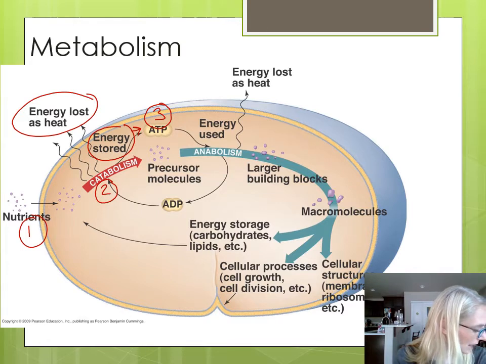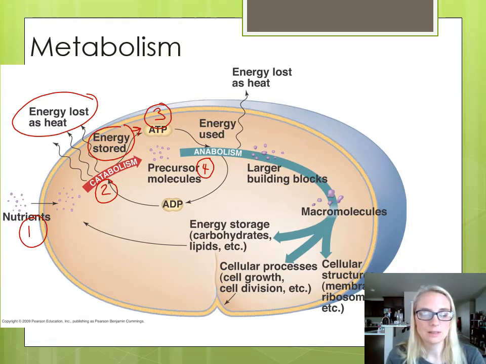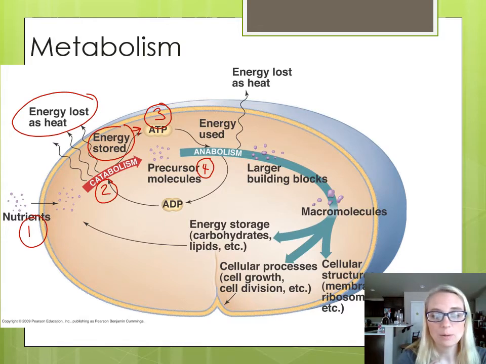Number 4, cells catabolize nutrients to form precursor metabolites. So not only are we breaking those nutrients down to harness and extract the energy, but we're changing their chemical form from a large carbohydrate to maybe an individual carbon atom, or a large protein into individual amino acids, or a large fat into individual fatty acids. And in the process of extracting energy, we are also making these precursor molecules that can then be used in other processes in the cell. Number 5, these precursor metabolites, energy from ATP and enzymes, are used in anabolic pathways.